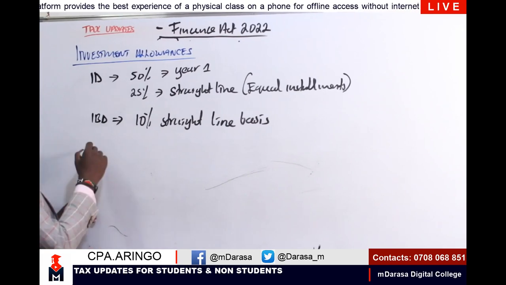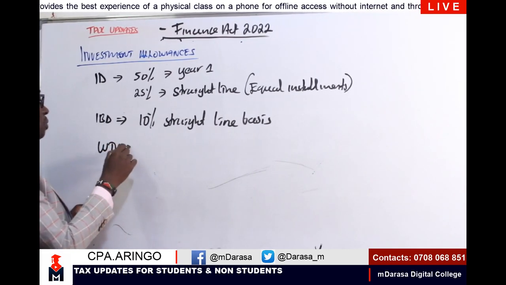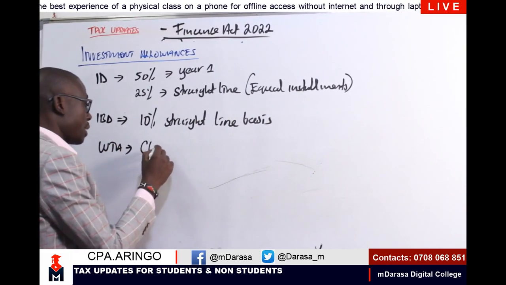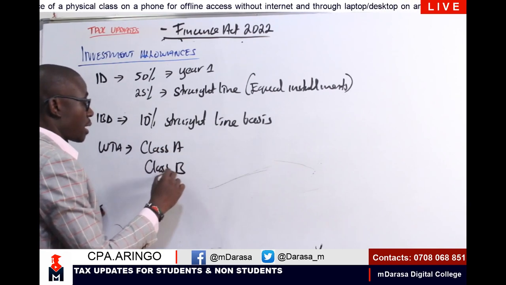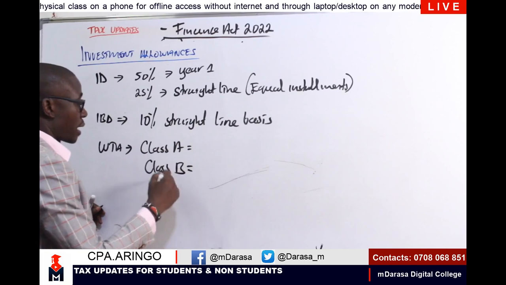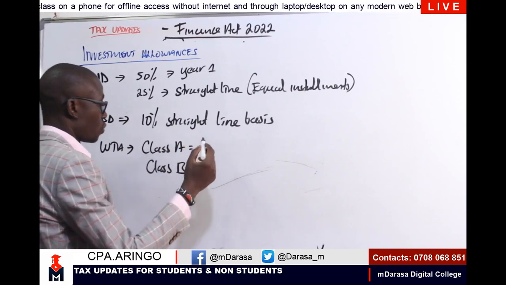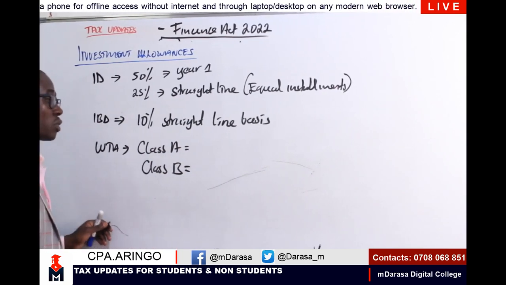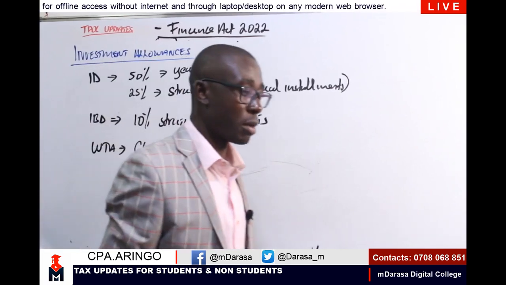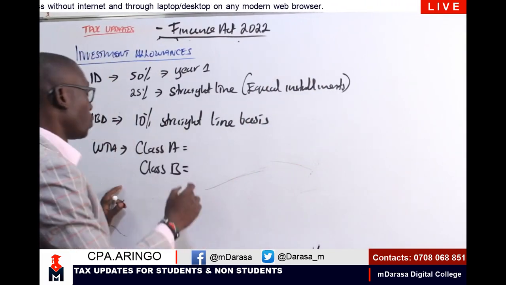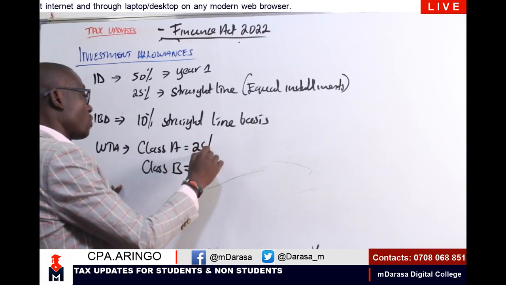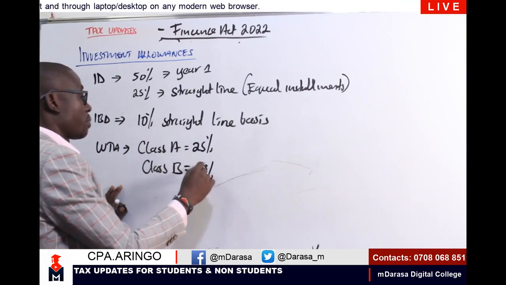WTA will be having class A and class B. Where class A, we have, of course, what we had talked about, whereby at this point, remember, Mwalimu mentioned that we'll be talking of only two classes. The first, class A, 25%, class B, 10%.